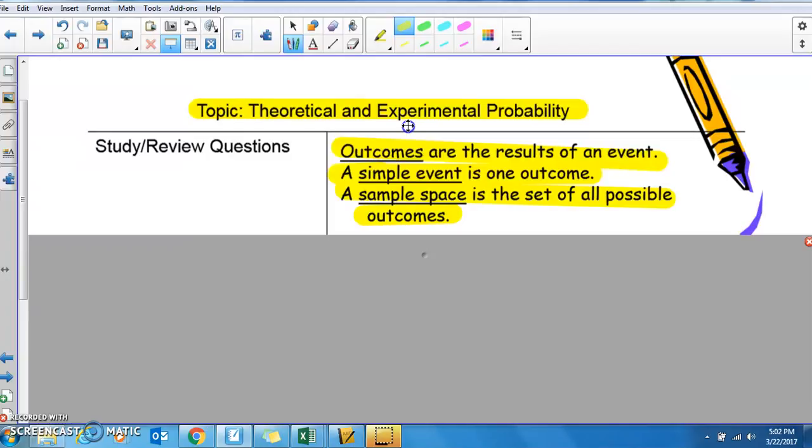So if I was to flip a coin, let's say a penny, a quarter, whatever, it could land on, well, the board isn't going to work. Let me turn it off and turn it right back on real quick.